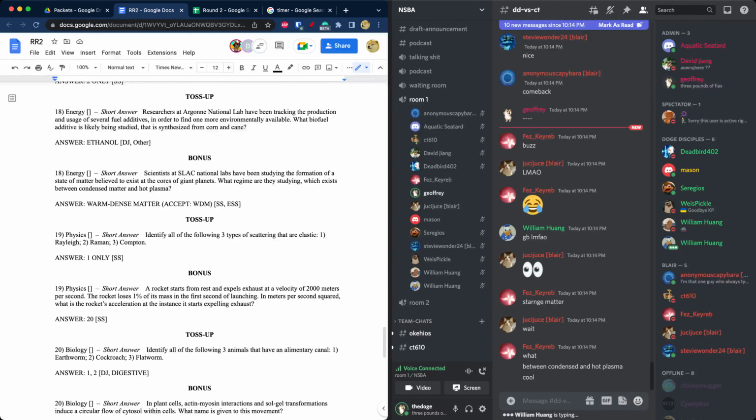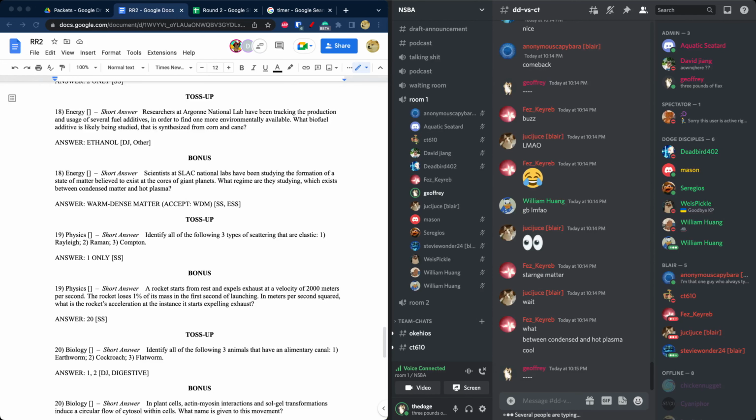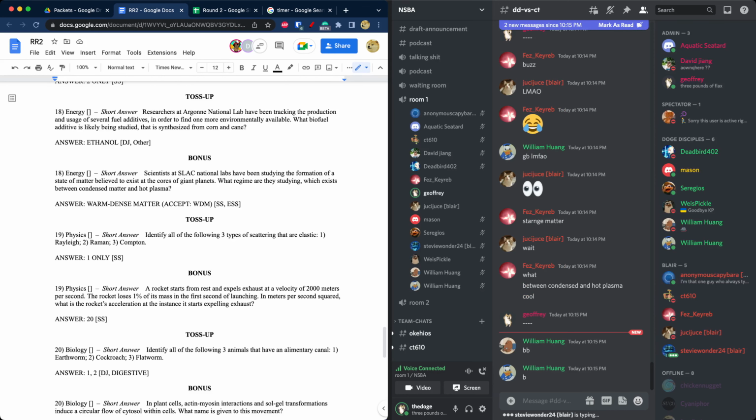Toss up physics short answer. Identify all of the following 3 types of scattering that are elastic. 1. Rayleigh. 2. Raman. 3. Compton. Sophie? 1 only. That's correct.